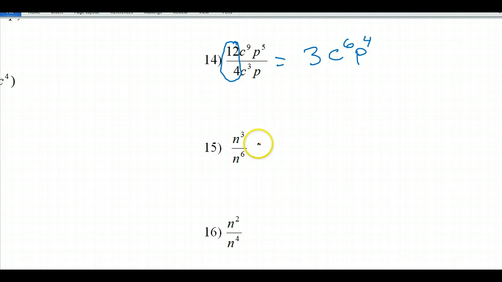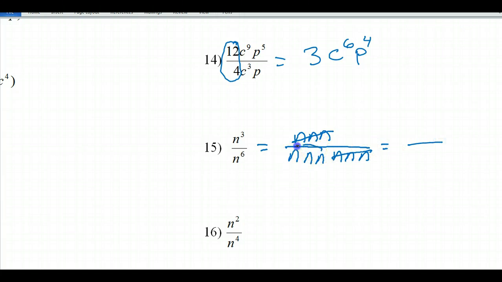Be careful with number 15. It helps to remember that the long way I've got n, and down here I've got 6 n's. That makes it clear that when these n's cancel out with these n's, the n to the 3rd that's left is on the bottom. And I put a 1 up there to kind of hold the spot. Okay?